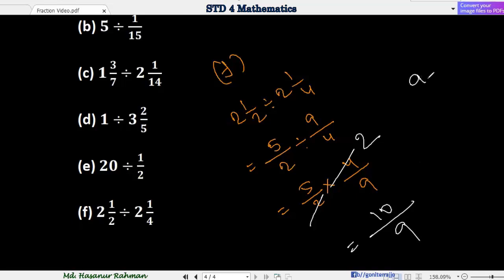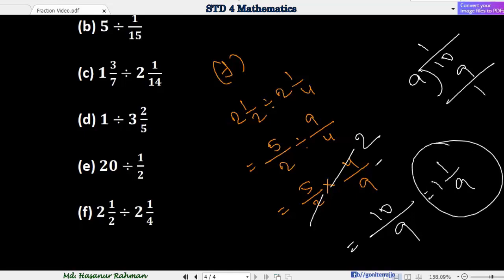If we want to convert this one into mixed, what will we do? 9 ones are 9, then 1 will be our remainder. So 1 whole 1 by 9 should be the answer of number F.